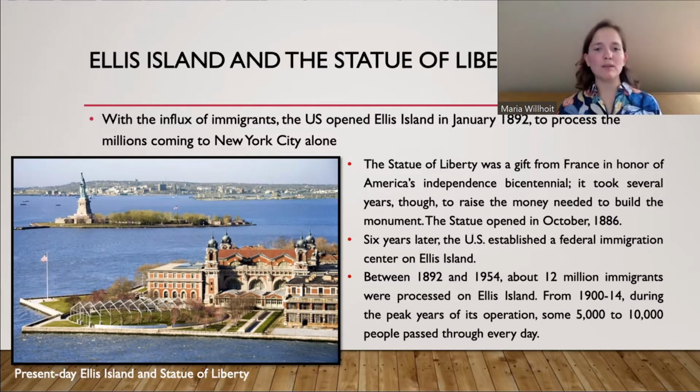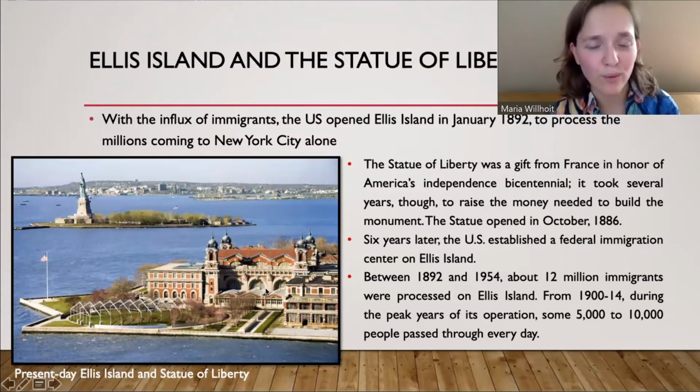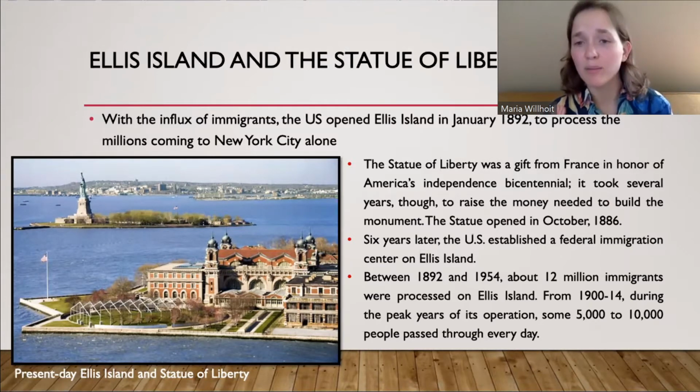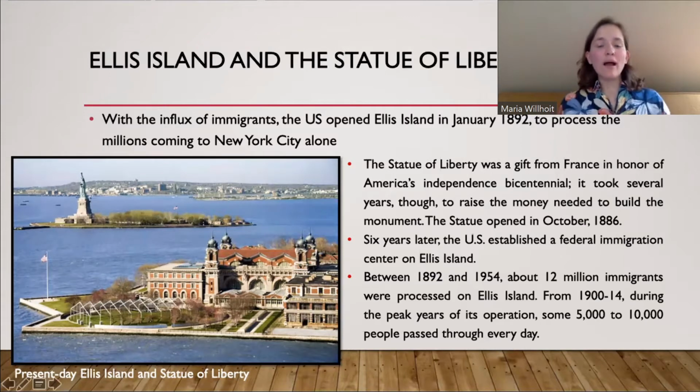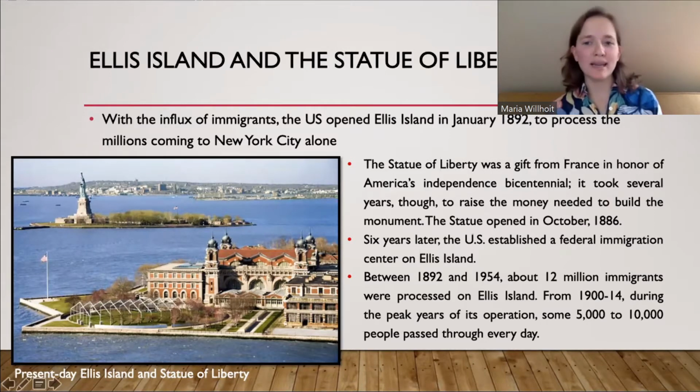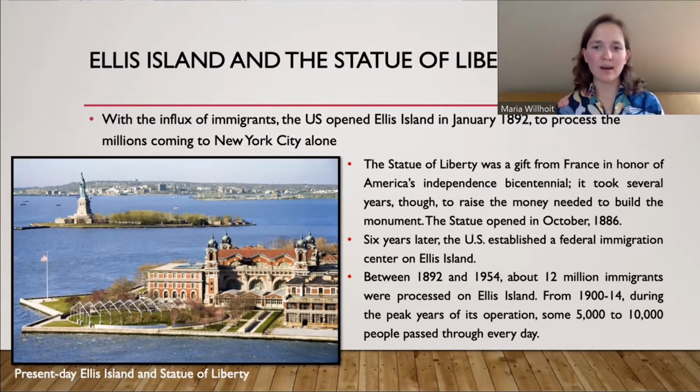The U.S. opens an immigration processing area called Ellis Island, and this is actually present day Ellis Island. This is what it looks like now. It's a museum. It's really wonderful. If you ever get to go to New York, I recommend visiting it. And as you can see, it's right next to the Statue of Liberty. So Ellis Island opens up in 1892, situated next to the Statue of Liberty.